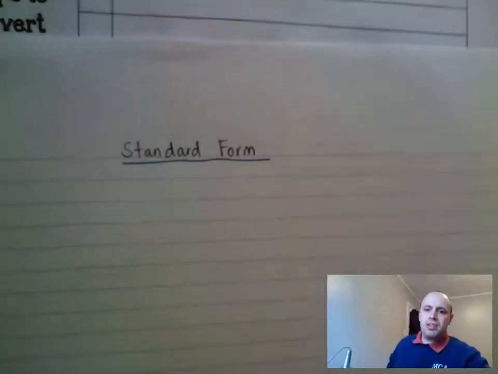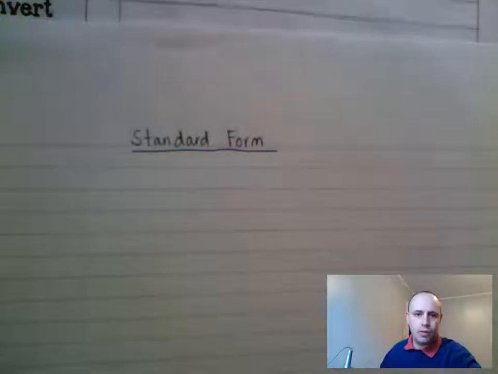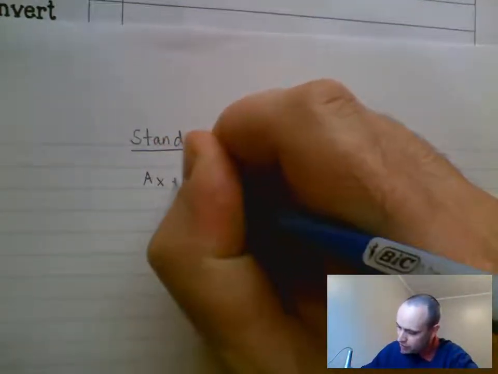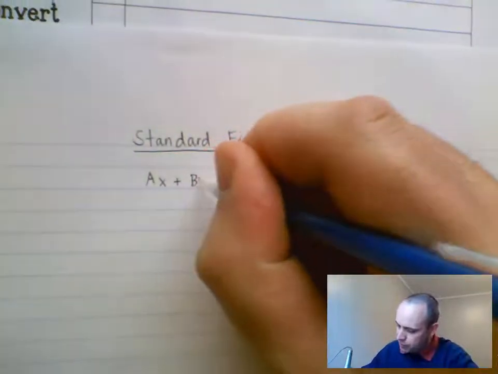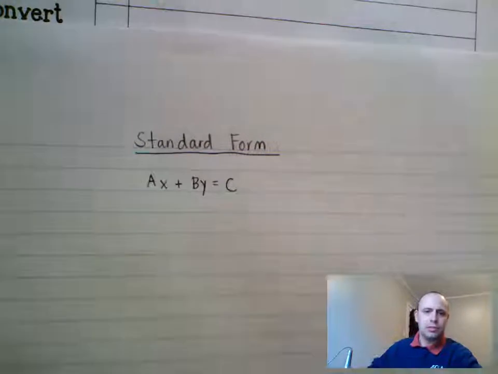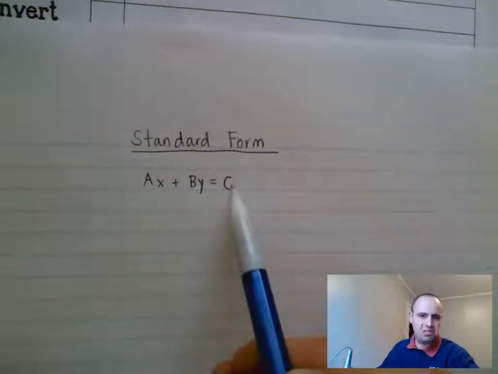I'm going to try to make this lesson a little shorter today. We're going to learn about something called standard form. Standard form is when things are written like ax plus by equals c. So something x plus something y equals something.